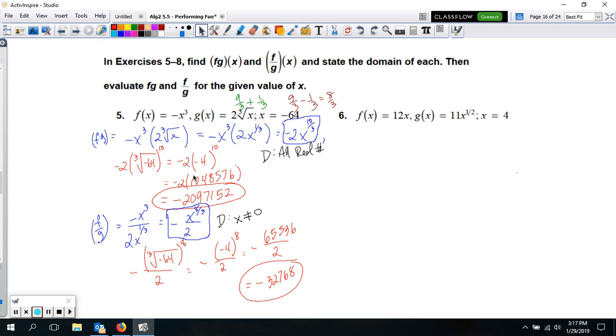Again, you can be using your calculator for this. I expect you to do that. 4 to the 10th is not something you're going to be able to do in your head, of course. So go ahead, just use your calculator to figure those out.